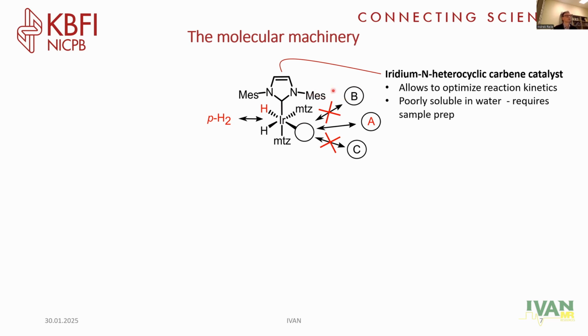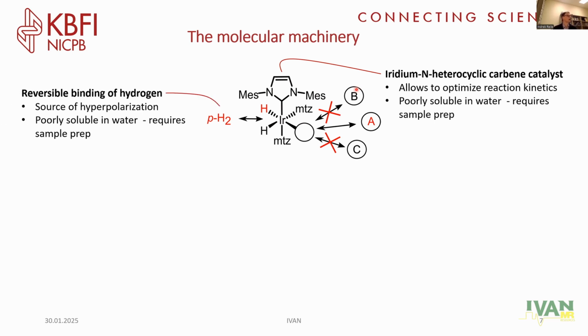But of course, most of these ligands are poorly water soluble, which means that we need to change the biofluid water environment to an organic solvent somehow. Of course, we need parahydrogen, which is the source of hyperpolarization. But this is also a reason to remove water from our sample, because hydrogen is actually quite poorly soluble in water. Just about any organic solvent is much, much better.